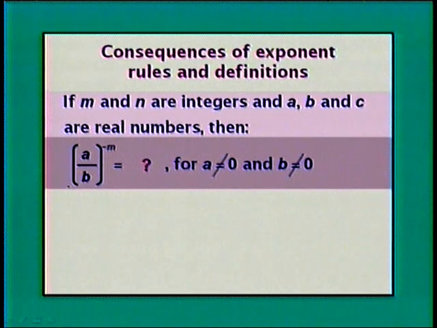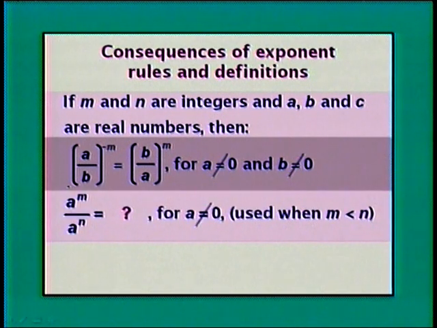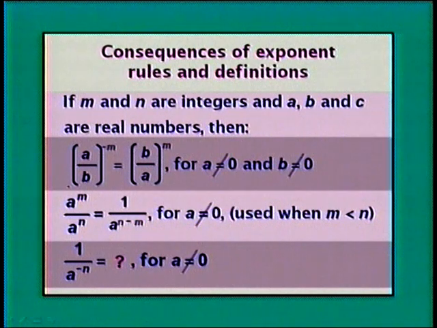If we have a over b raised to the negative m, how can we simplify this quickly? Well, we take the reciprocal of a over b, which is b over a. Now this is raised to the positive m. What about a to the m over a to the n? Well, you might be looking at this and saying, this looks like the quotient rule. Well, one of our consequences is what we use when m is less than n, when the exponent in the numerator is less than the exponent in the denominator. Then we can simplify this as 1 over a to the n minus m. If you have 1 over a to the negative n, what's a quick way to simplify this? This is just a to the positive n.